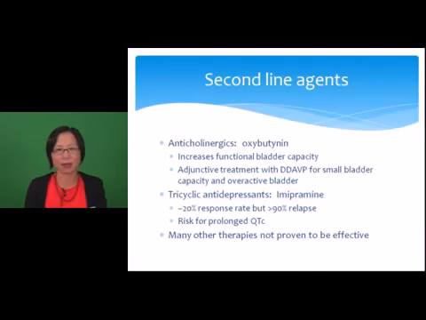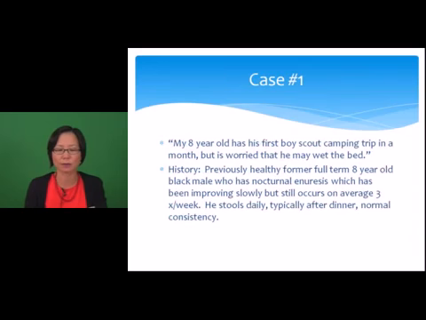There are second-line agents, anticholinergics, that can increase the functional bladder capacity and have been used as adjunctive therapy with DDAVP for kids that have small bladder capacity and overactive bladder. And imipramine has also been used. It has a lower response rate than DDAVP and a higher relapse rate, and there's a risk of prolonged QTc. So most people feel more comfortable recommending the alarms or DDAVP and not necessarily going to these second-line agents.